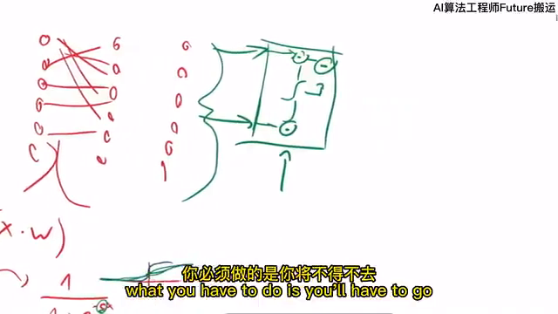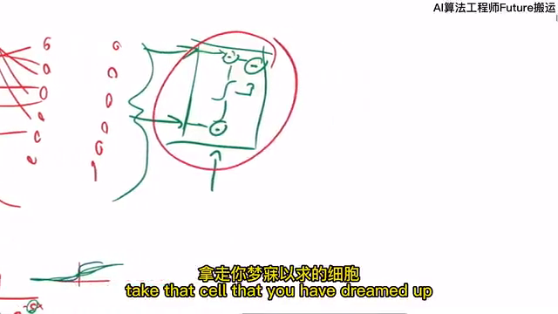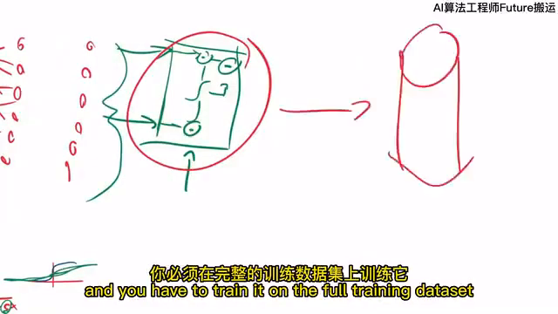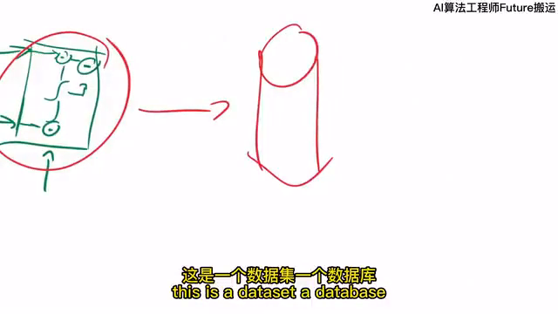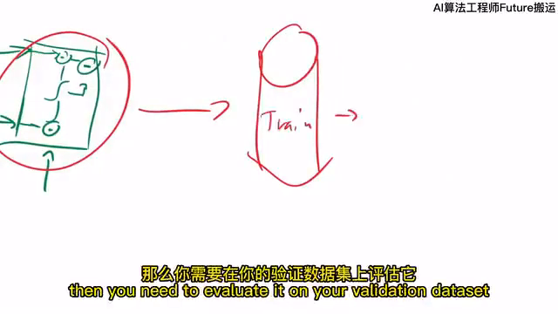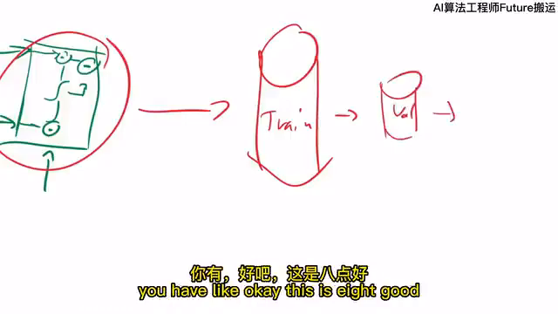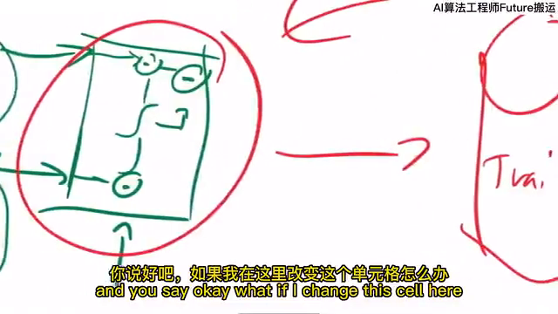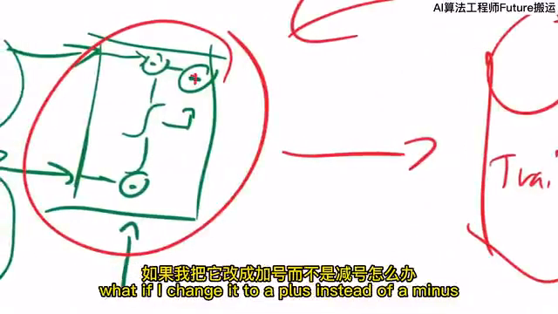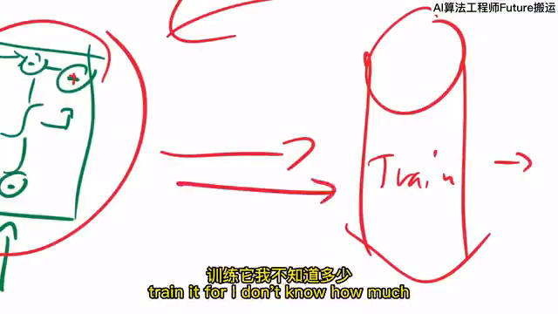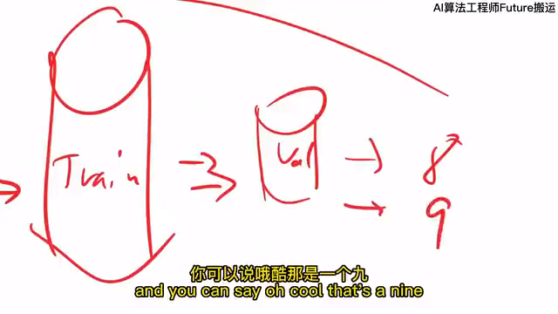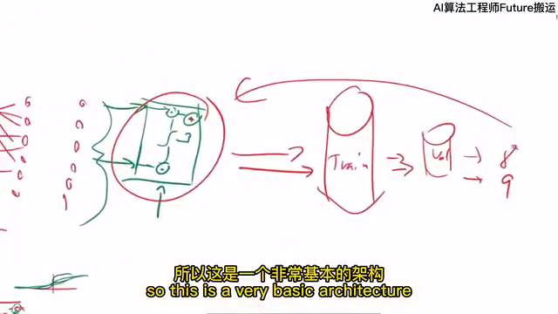What you have to do is take that cell that you have dreamed up. You think, well, I think that's a good cell, and you have to train it on the full training data set. Then you need to evaluate it on your validation data set, and then you have a number. Okay, this is an 8. And then you go back and say, what if I change this cell here? What if I change it to a plus instead of a minus? You do the entire thing again, train it, validate it, and then this is a 9. And you can say, oh, cool, that's a 9. So this is a very basic architecture search.